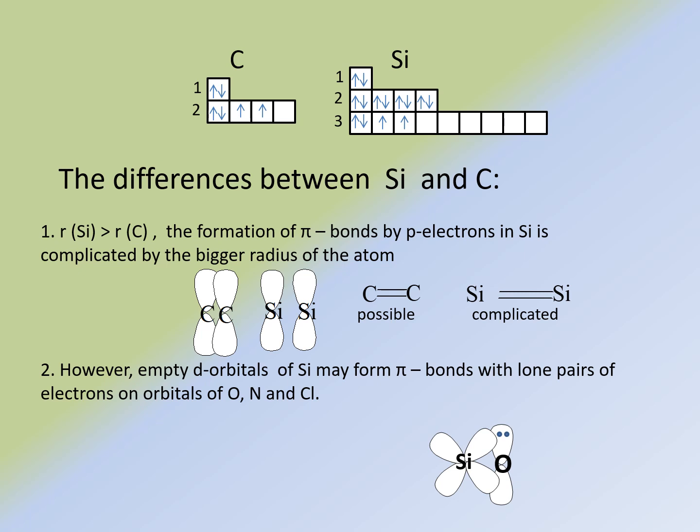But still, silicon has d orbitals, unlike carbon. And the presence of those empty d orbitals helps silicon to be more reactive. So that's why compounds of silicon are not so stable compared to compounds of carbon.